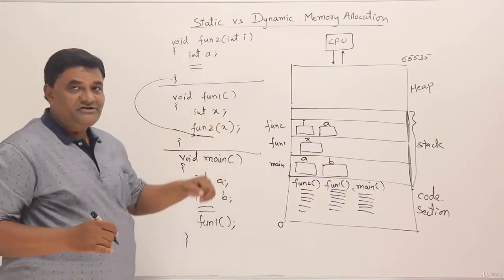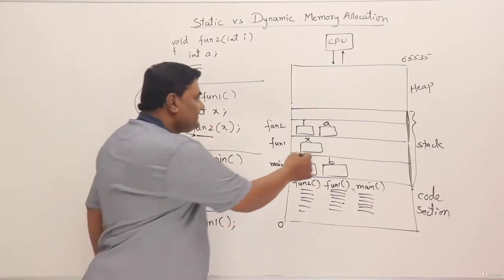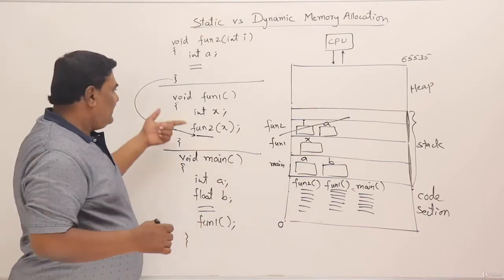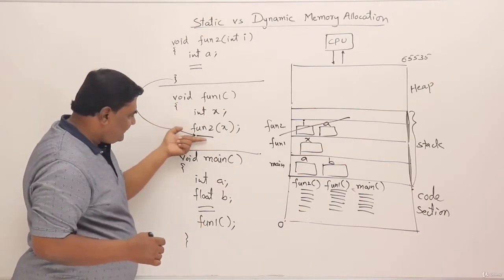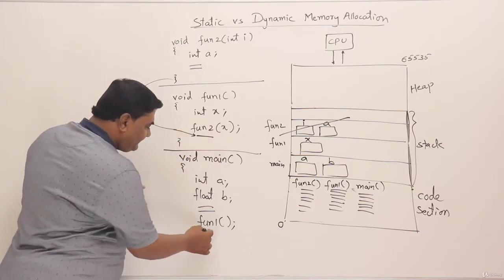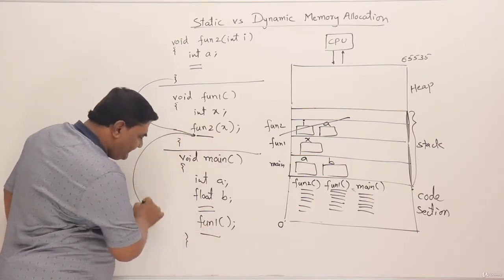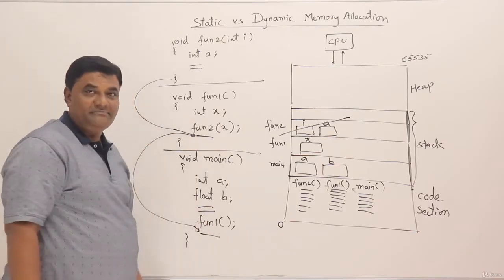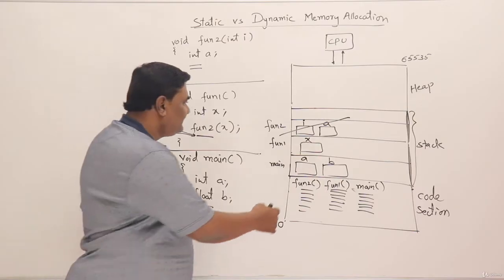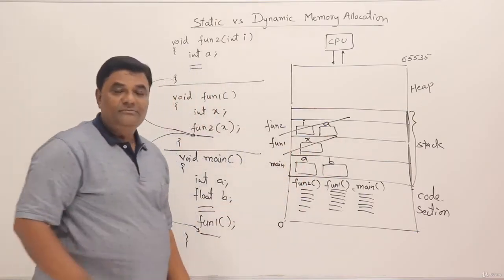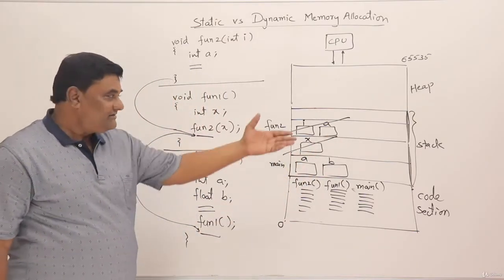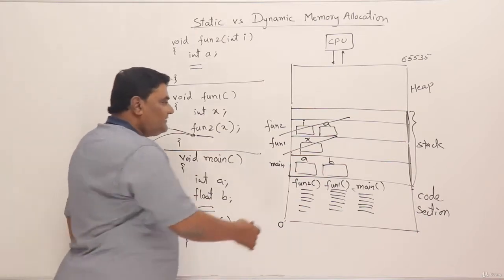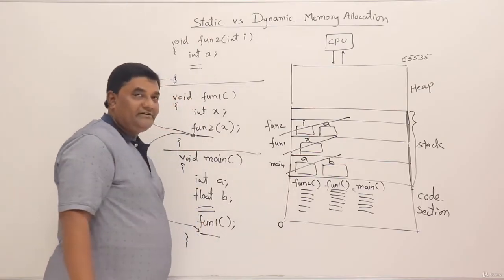What happens to the activation record of that function 2? This will be deleted. Then after function 1 has finished executing this statement, it will come back to the main function after this call function 1. Let us say there is some statement, it will come to that statement. And once the function fun1 ends, its activation record is also removed from the main memory, that is from the stack. Then main function also ends, so its activation record is also deleted from main memory.